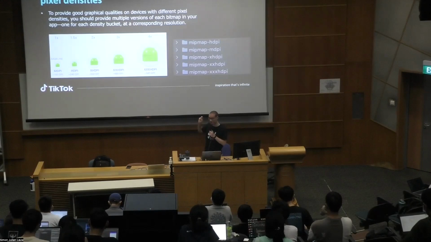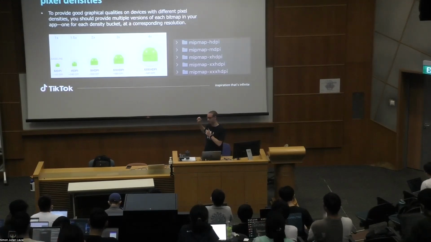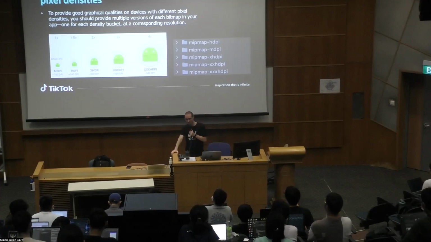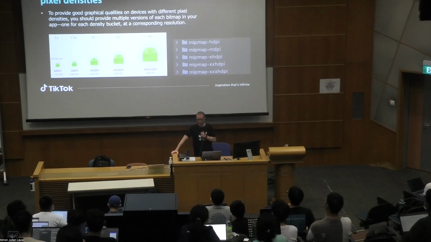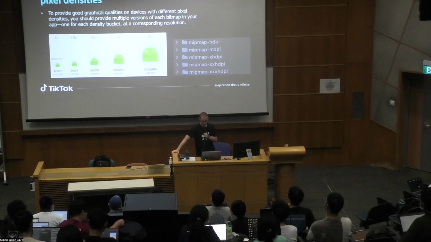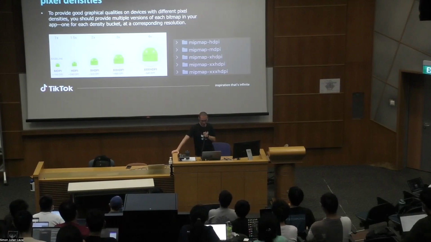There are 2 ways of doing images. One is to support different densities. Google groups the devices per category: they say this one is high density, HDPI, medium, extra high, extra extra high, extra extra extra high. After this they stopped, because they were wondering how many X they were going to add. And I need to add a new variation of my image for each group.